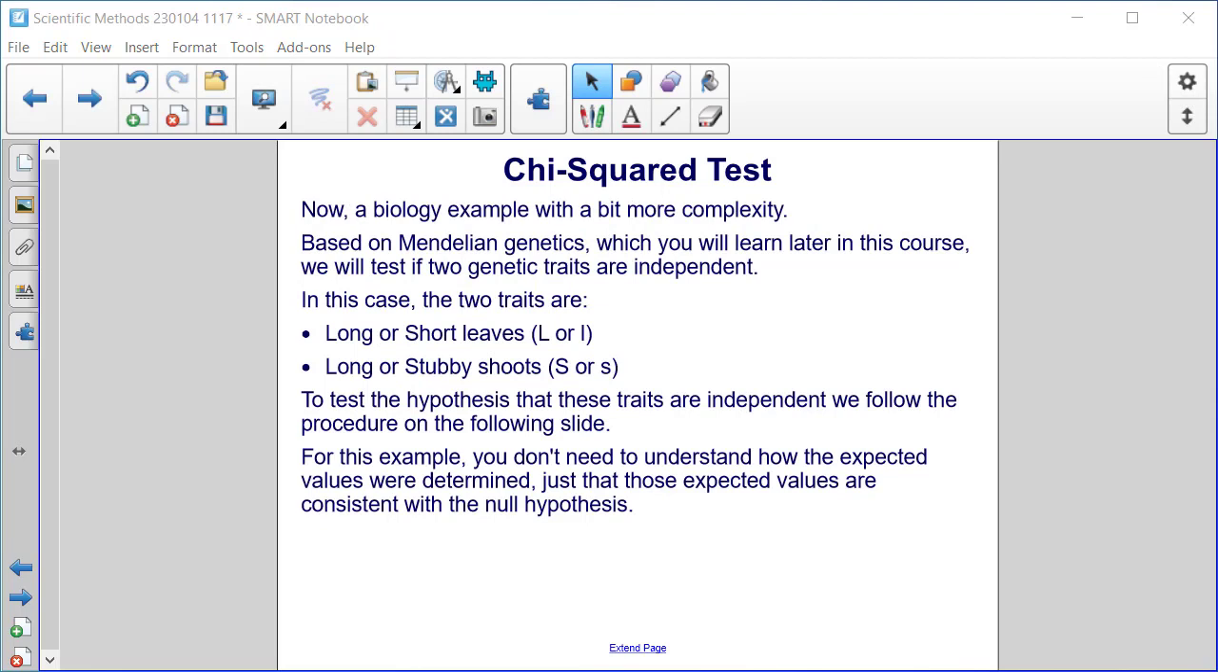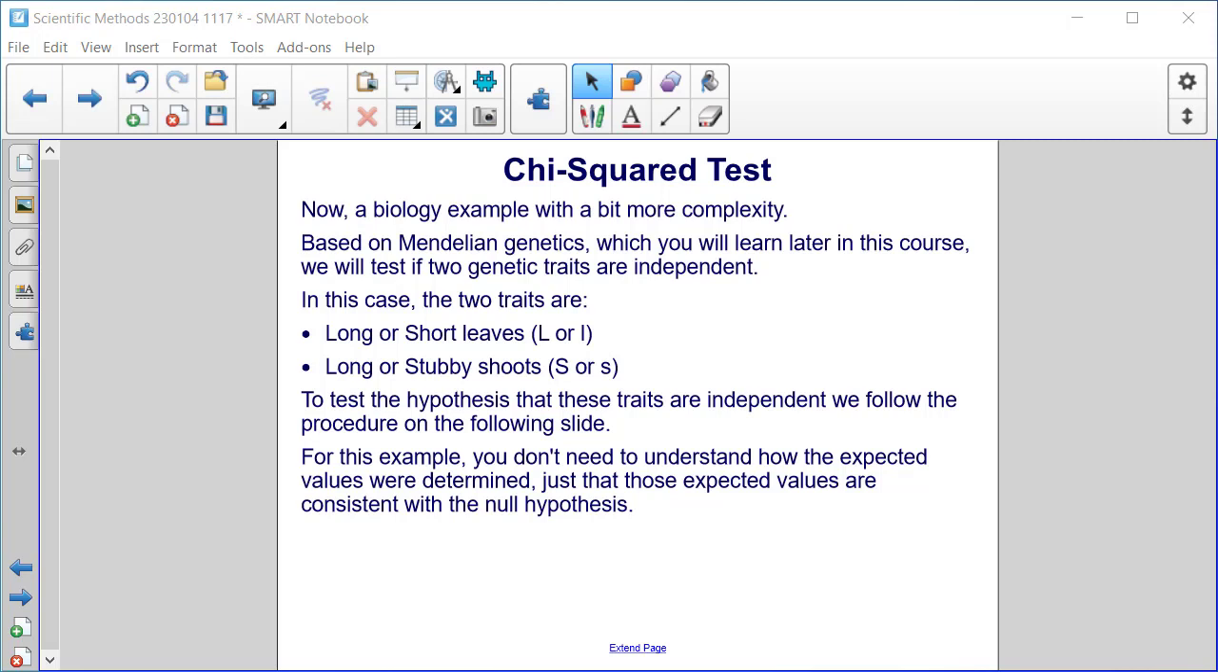Based on Mendelian genetics, which you will learn later in this course, we will test if 2 genetic traits are independent. In this case, the 2 traits are long or short leaves, capital L for long, lowercase l for short, and long or stubby shoots, capital S for long, lowercase s for stubby. To test the hypothesis that these traits are independent, we follow the procedure on the following slide.